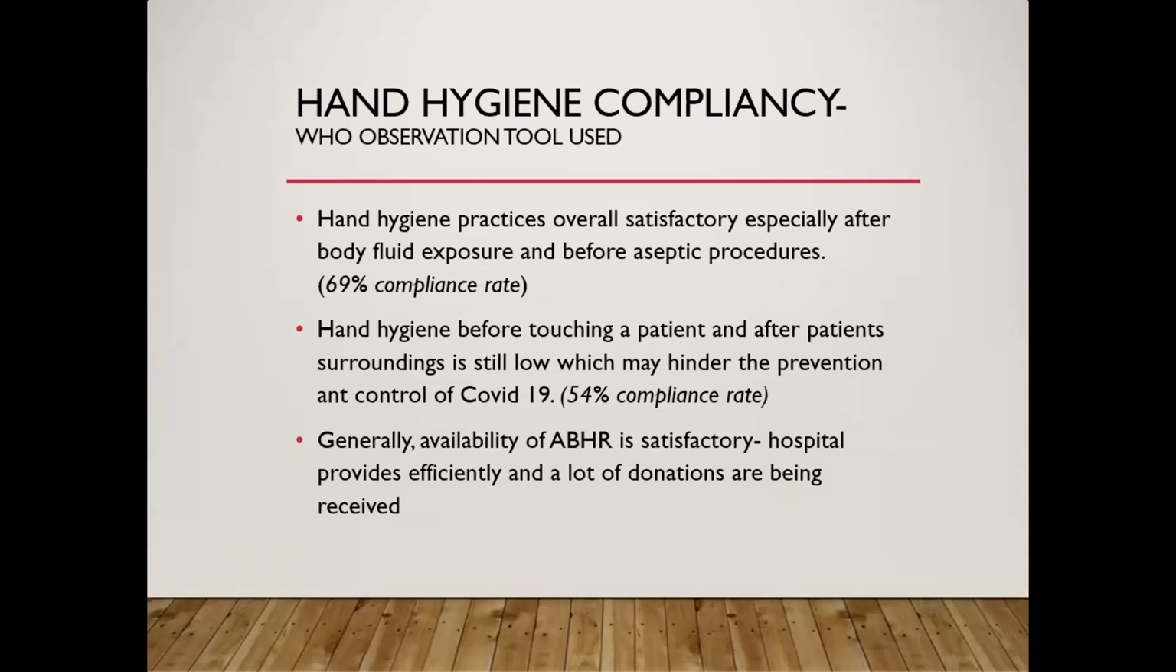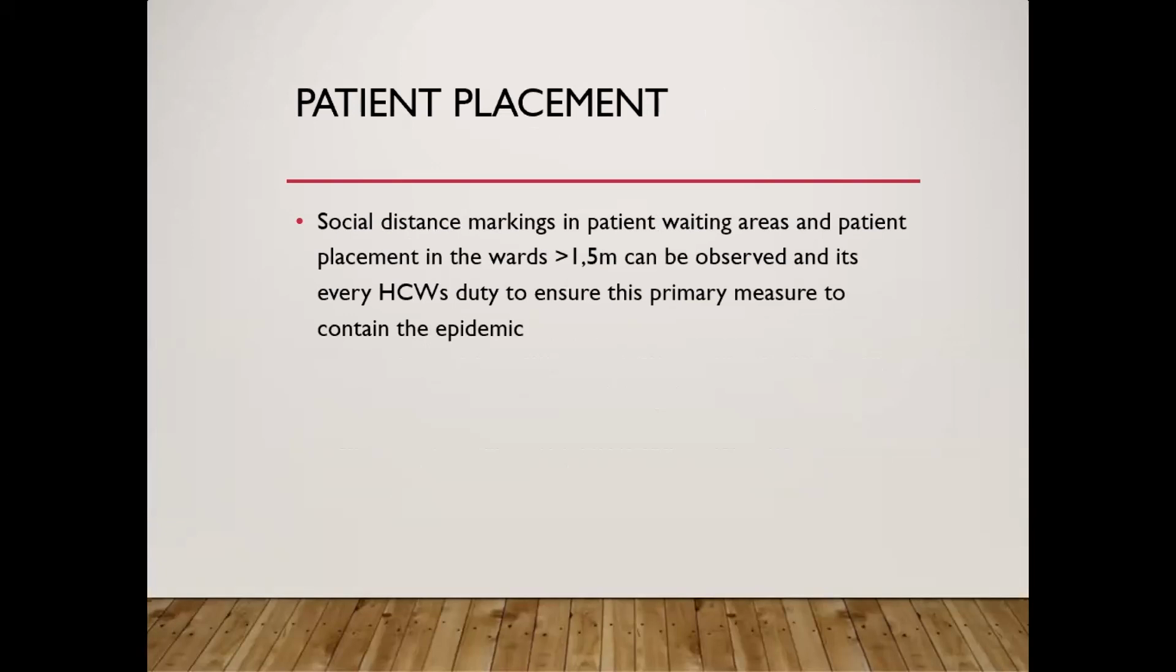And then hand hygiene before touching a patient and after touching patient surroundings is still very low, which hinders the controlling of the prevention of COVID-19. The compliance rate is around 54%. And then generally the availability of alcohol-based hand rub is satisfactory. The hospital is providing, and also a lot of donors are coming in to help us with the alcohol-based hand rub. And then for patient placement, we've placed some social distance markings in patient waiting areas, like I said, to try and control the flow of patients there.